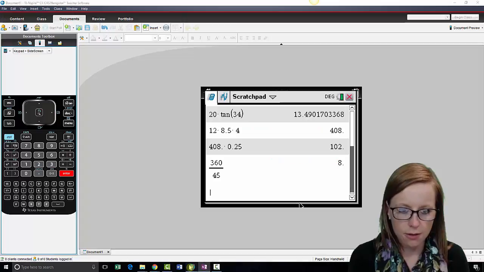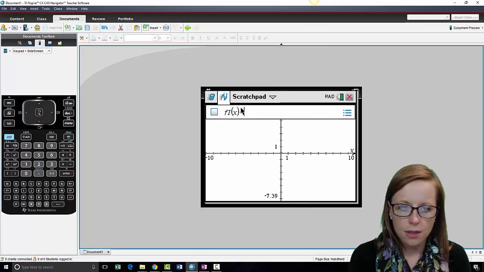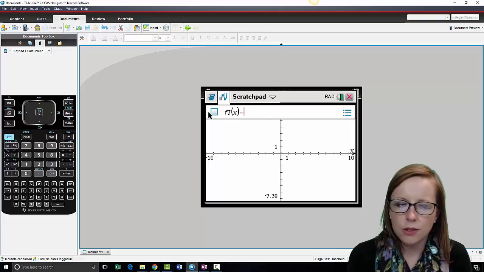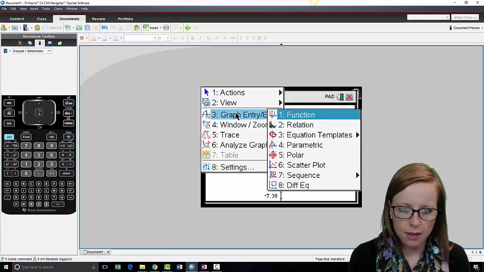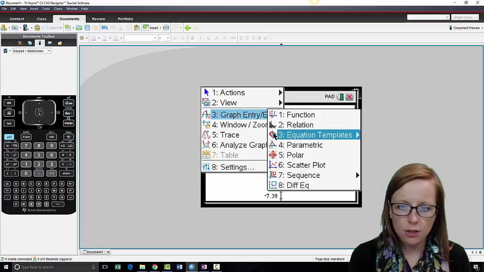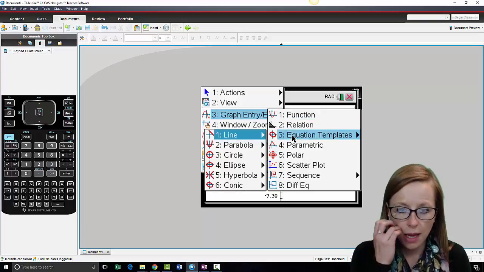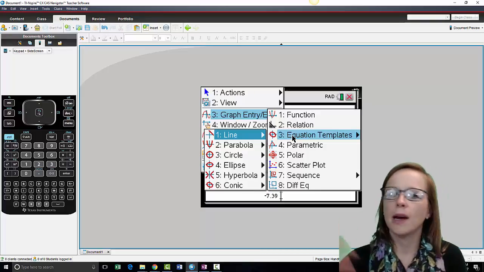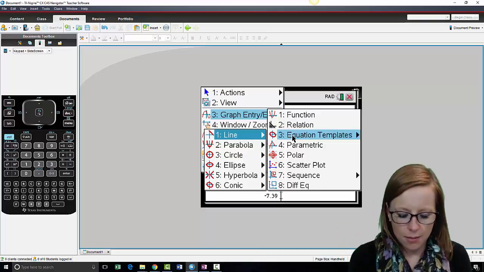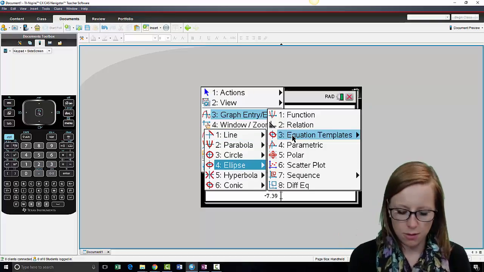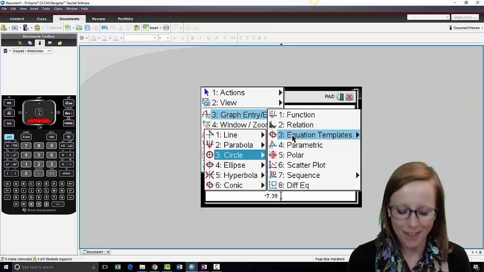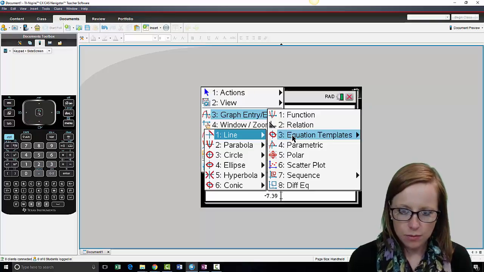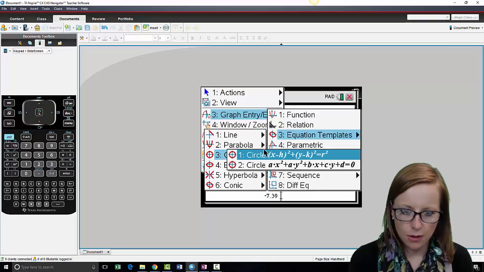So if you go to your calculator, you go to your graph. In here, you can't just type in the equation of a circle. So press menu and scroll down to graph entry edit. And you see the one that looks like a circle? Choose that. You can type in a line in a weird way, so 2x plus 3y equals 7, you can type that in. You can type in a circle. Apparently I'm going fast and I can only skip to those two. So you can type in a circle. Oh, there it goes.